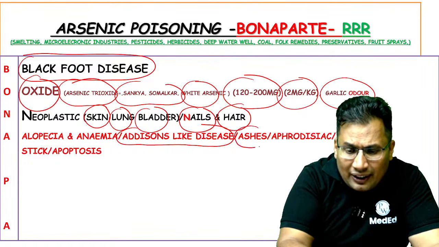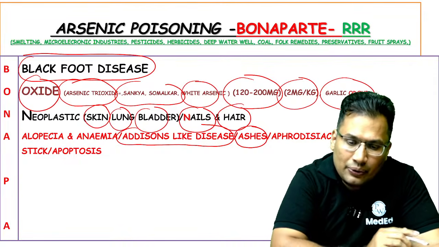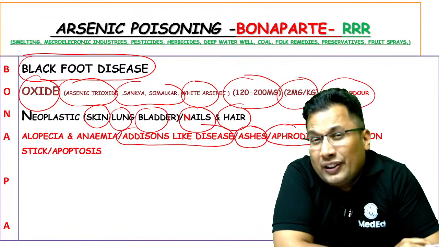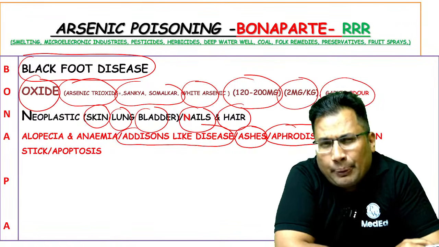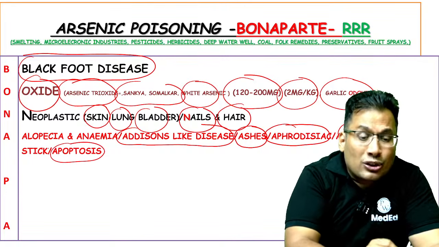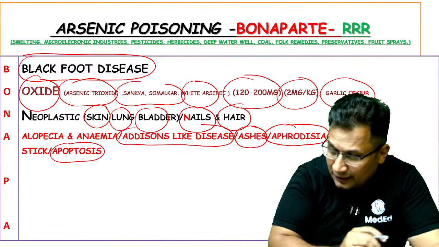It can be found in ashes also, in the bones, ashes also. It is an aphrodisiac. It is used as a substance to increase sexual desire. Arsenic preparations. A for abortion, A for apoptosis. Arsenic causes apoptosis, it causes cellular death.